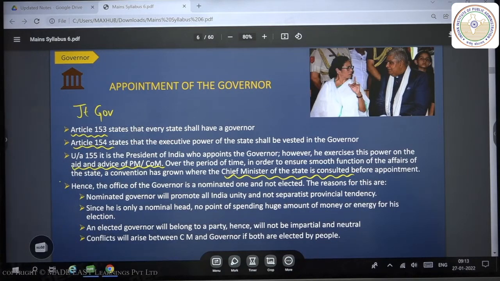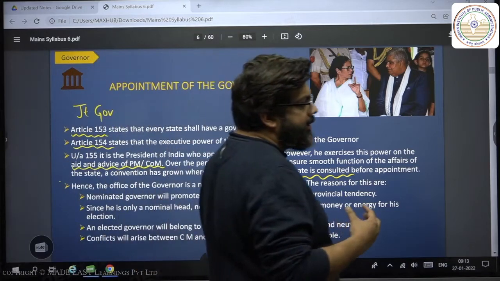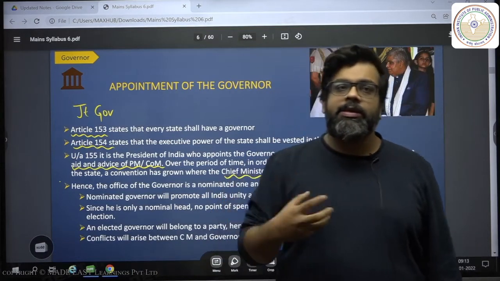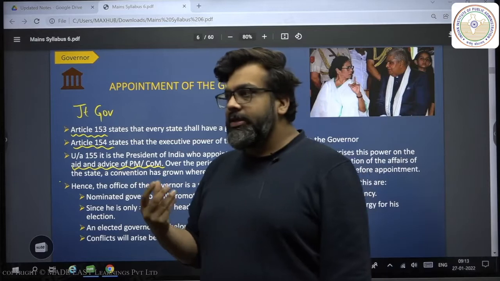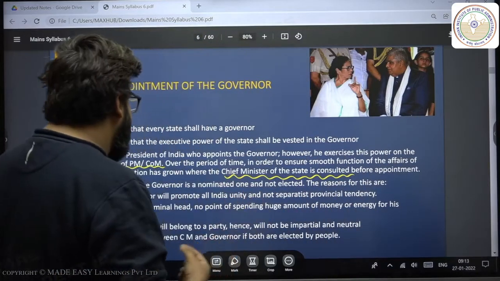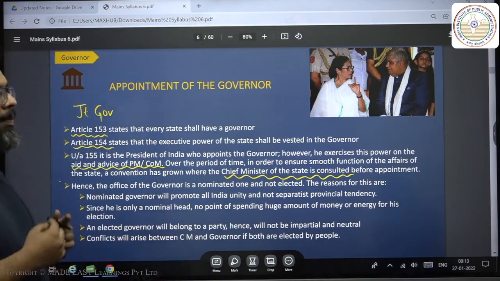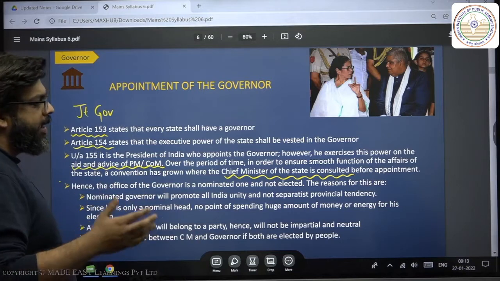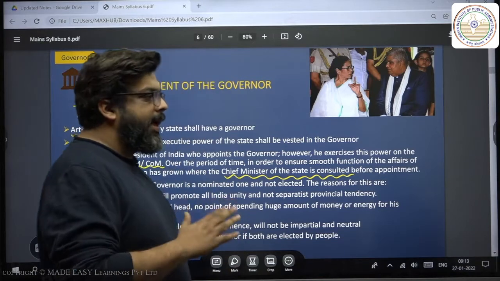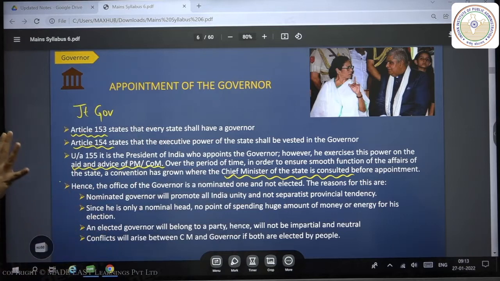Reason number one: an appointed governor by the center means that the governor is not going to be biased towards the interest of the states, as the governor will not be dependent on the choice of the states. And as a result, it is expected that the governor will promote all India unity and not a separatist provincial tendency.